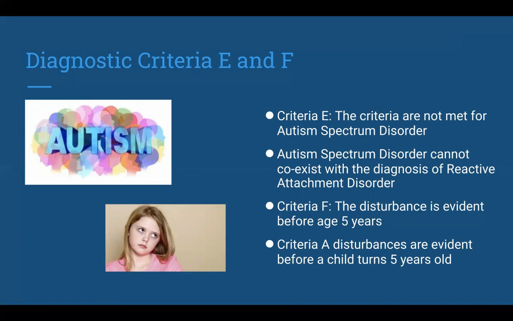Criteria F, the disturbance is evident before age 5. And criteria A, disturbances are evident before a child turns 5 years old.